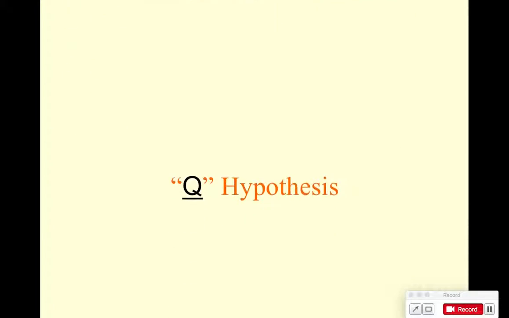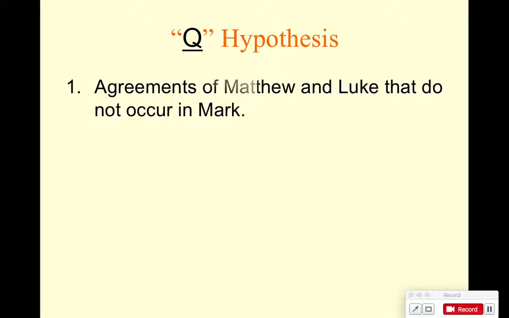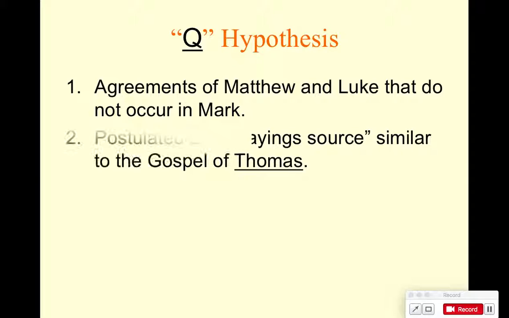Now, I want to talk about the Q here. And again, I don't know why it's called the letter Q. That's just the letter they give it. And so in the Q hypothesis, because of the agreements of Matthew and Luke, there are agreements that happen with them that are not in Mark. And so people say, okay, there's got to be something there of why Matthew and Luke agree with each other where Mark doesn't.